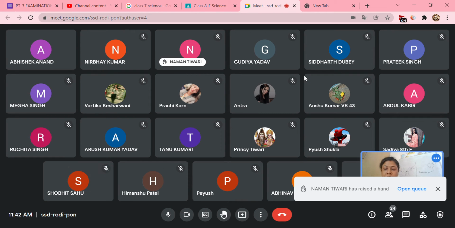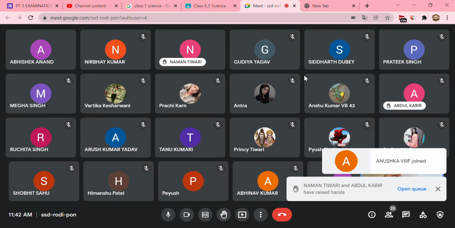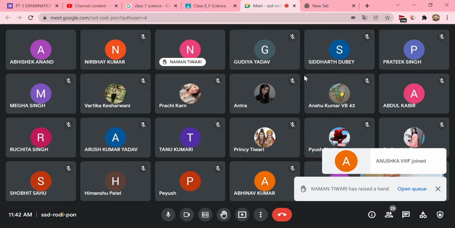Next: lightning conductors cannot protect a building from lightning. It should be false, because we have read that lightning conductors are conductors which help in our safety.